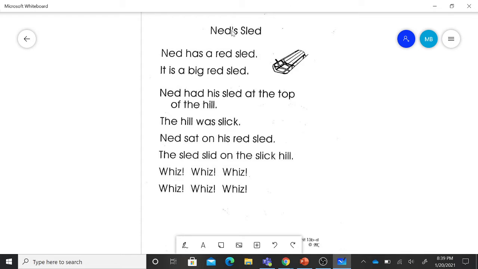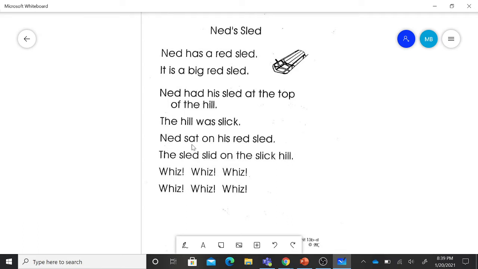Ned's, remember it's got that apostrophe S, so it's got to have that S at the end. Ned's sled. Ned has a red sled. It is a big red sled. Ned had his sled at the top of the hill. The hill was slick.